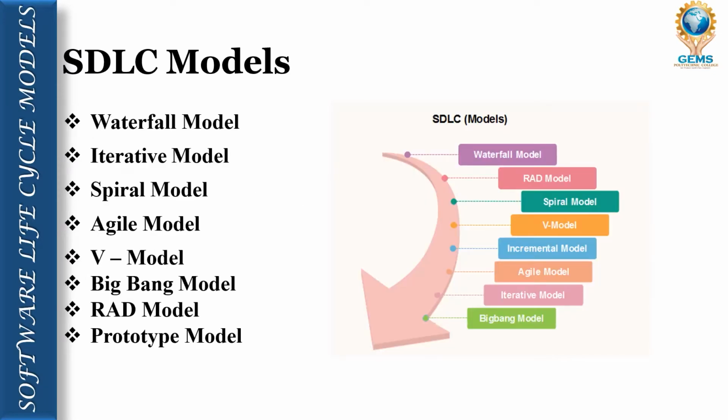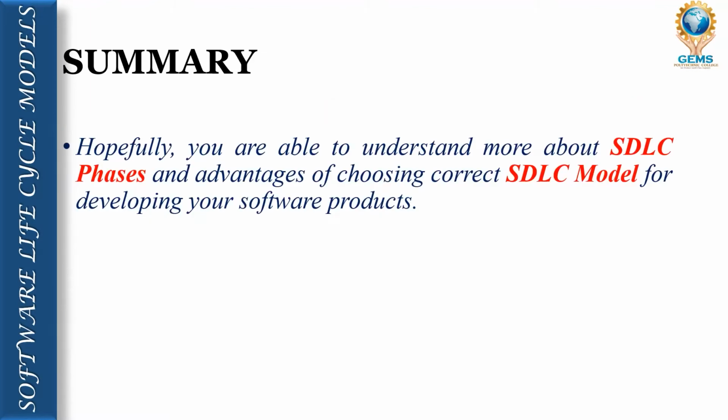Now we have a number of SDLC models. We have the waterfall model, iterative model, spiral model, agile model, V model, Big Bang model, RAD model and prototype model. We will see all these models one by one in the upcoming video lectures. Thank you, my dear friends. This is the summary.